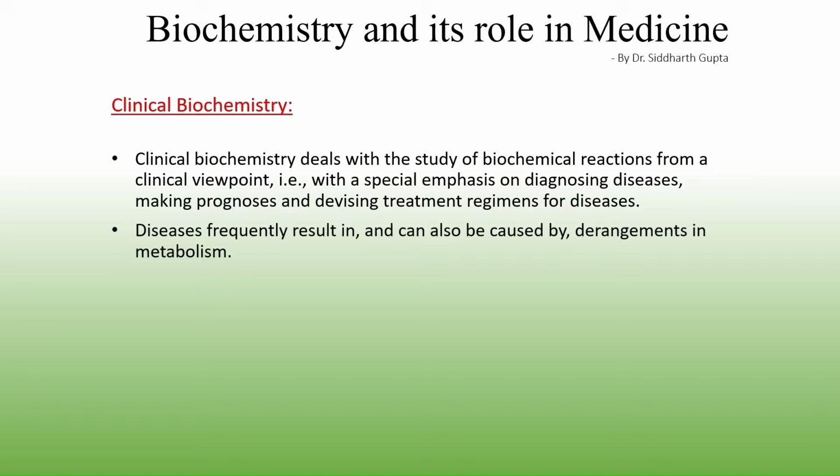Metabolic derangements can be both the cause and the result of diseases. For example, derangement of glucose metabolism results in diabetes mellitus. And then you have something called the Warburg effect, which is a consequence of cancer.